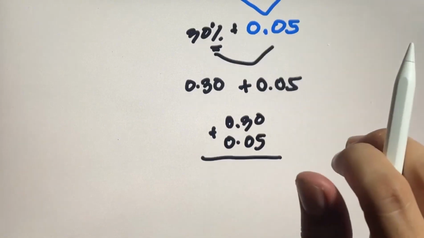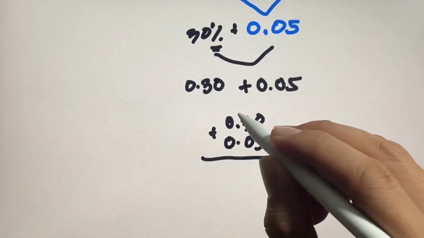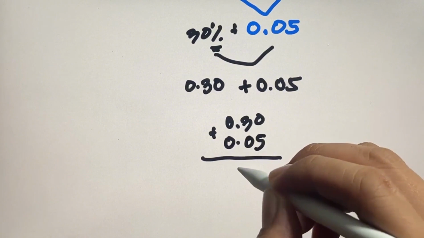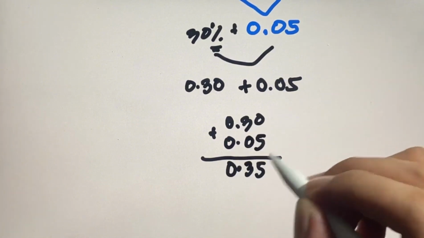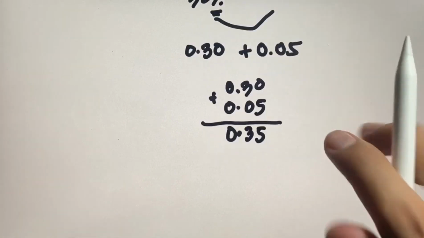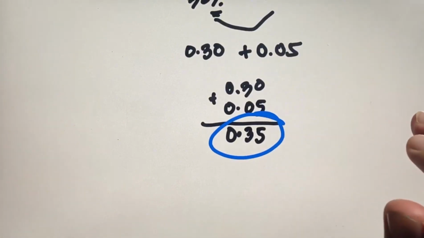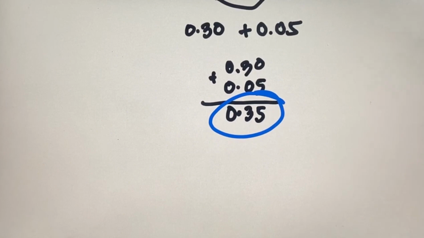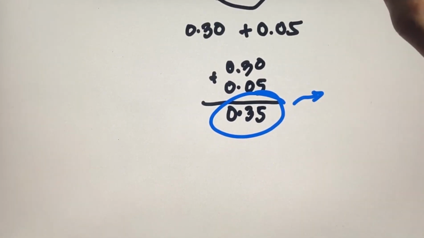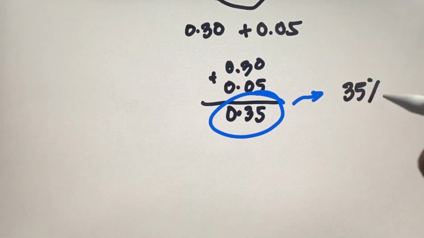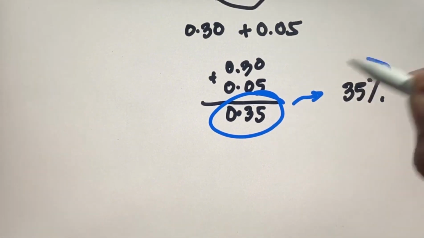And you're just going to simply add. So you have to align the decimal points, and then just add 3 and 5. So therefore, we now have the answer, and that would be equal to 0.35. So you may convert this one into its percentage form by multiplying by 100%. So the answer for this one could also be 35% or 0.35.